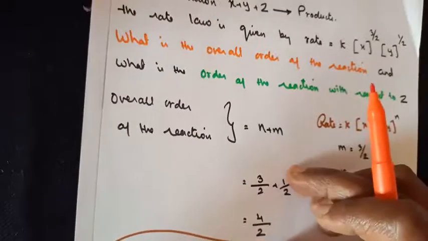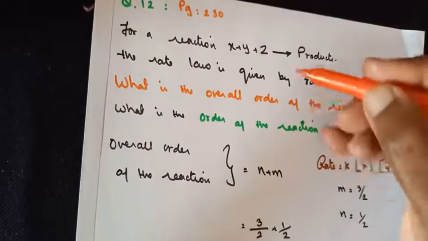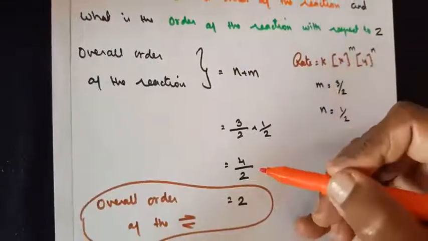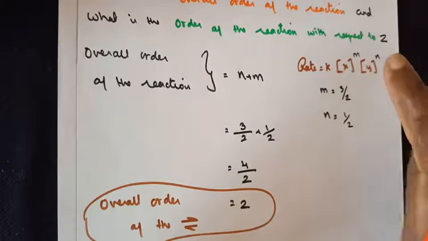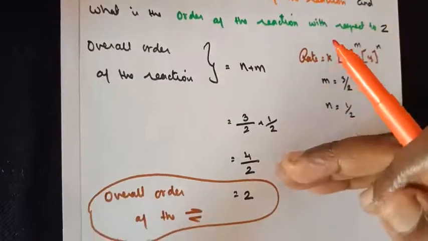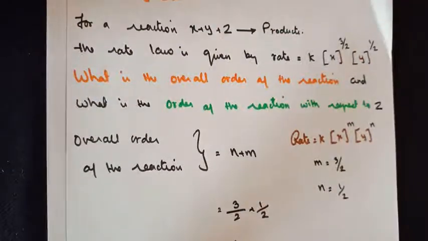Look at how small and easy the working out of the question is. Looking at the question, some of you might have been confused. But working out the answer, when they say overall order, remember to add the powers. It's a 2-mark type of question. How easy it is. Moving on to one more question.